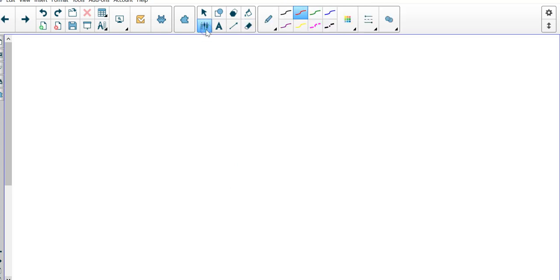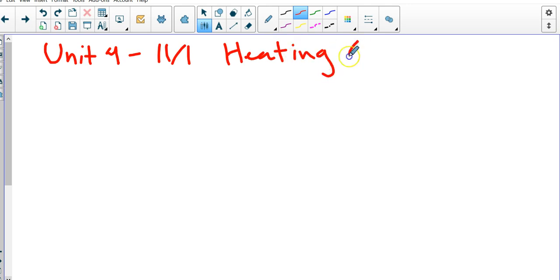So, heating curves. Unit 4. This is the first time we're taking notes in Unit 4, so 11.1, heating curves. What we're going to do is I need everybody to take the periodic table. I need you to turn it over, and you'll see some knowns and constants in the bottom right hand.